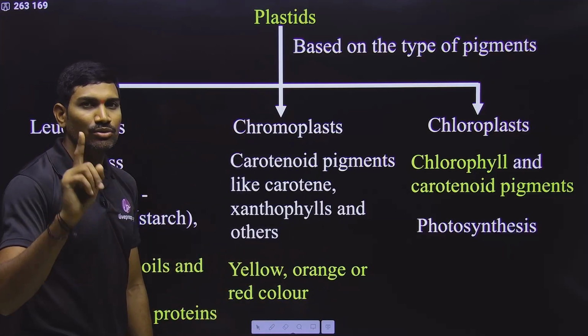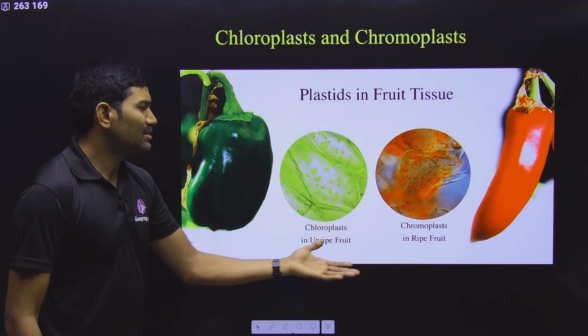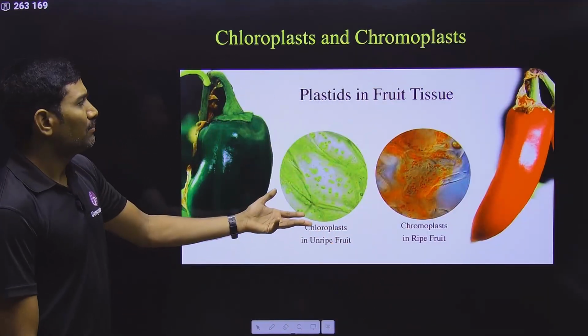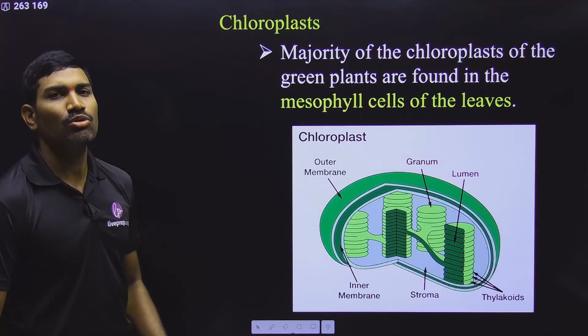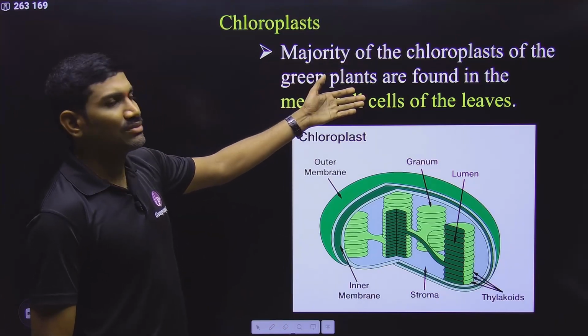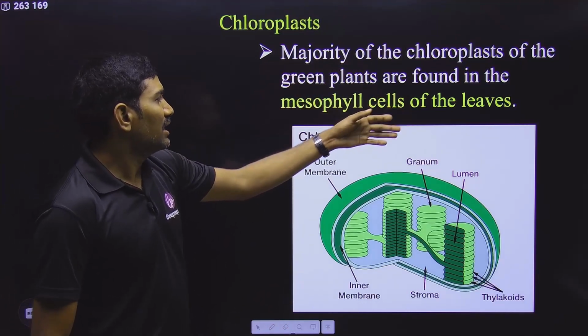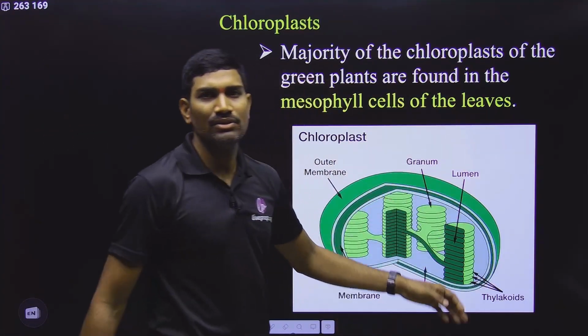Small difference is there. You need to understand these differences. Clear? So different colors are possible because of different types of pigments that are present in the plastids. Clear? Next one, regarding the chloroplast, we are going with more details and structure. So the majority of the chloroplasts we observe in green plants, mainly in the leaves, in the mesophyll layer of the leaves.